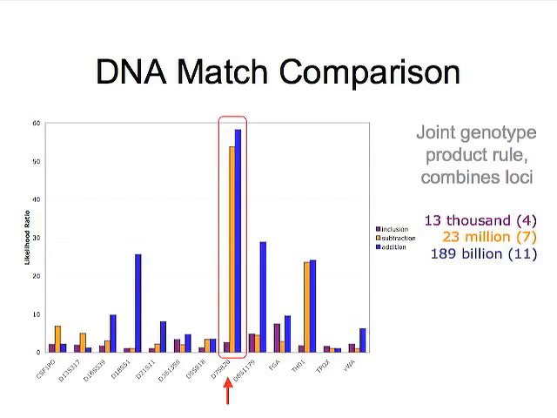Now, in the end, you don't just report one locus. You again use the product rule, which is a joint genotype likelihood or probability, and you multiply the probabilities together. And by multiplying them together, as we'll see in a little more detail, that's where you get the 13,000.